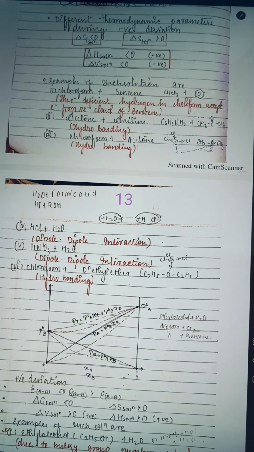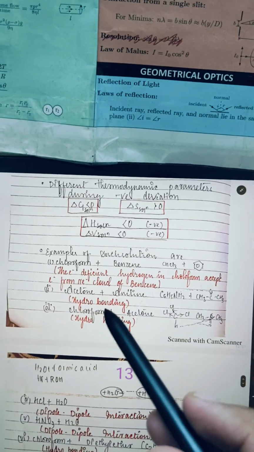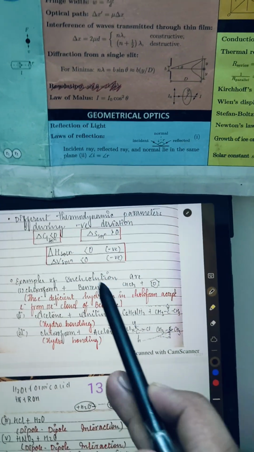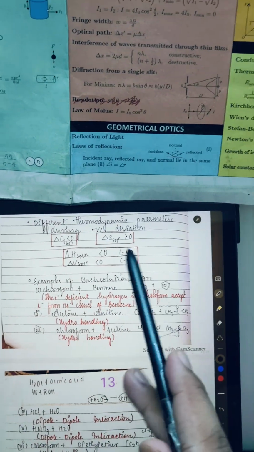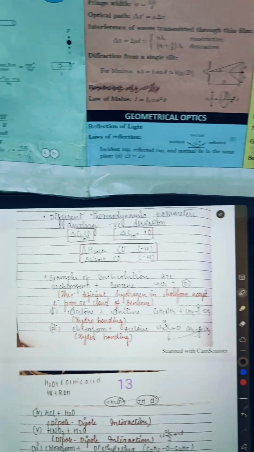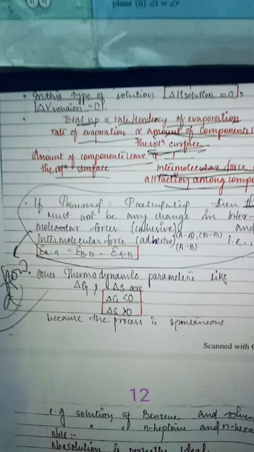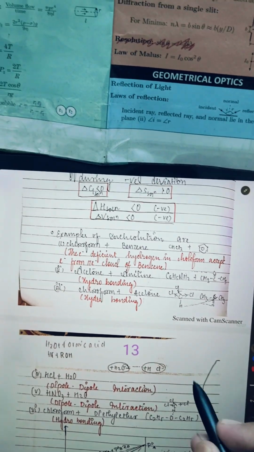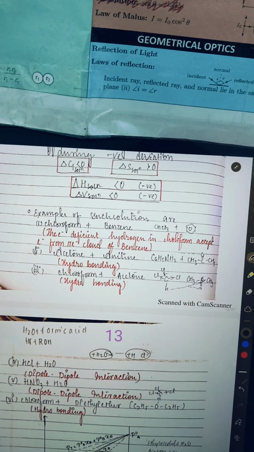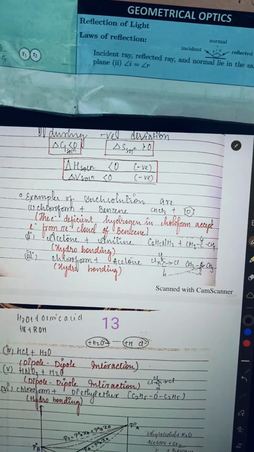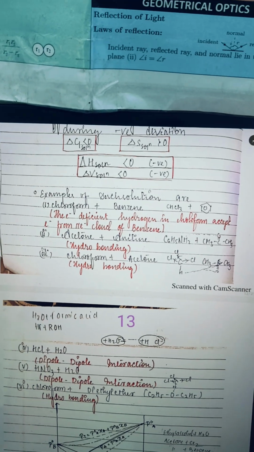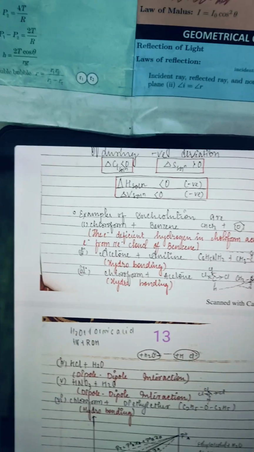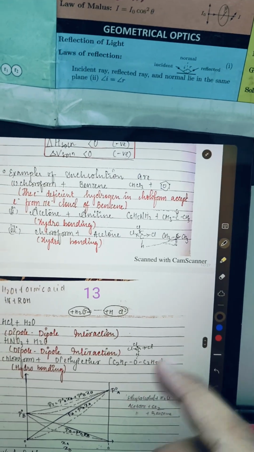So now different thermodynamic parameters during negative deviation. Del G solution must be less than 0, del S must be greater than 0. So this is for negative deviation. For positive deviation it is quite the same: del G less than 0, del S greater than 0. Now del H solution must be less than 0, so it would be negative. Del V solution less than 0, it's negative. Okay, so after this let's move on to the next topic.